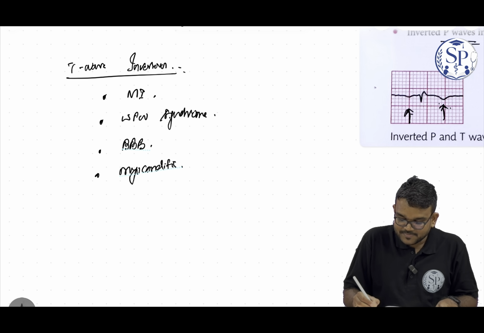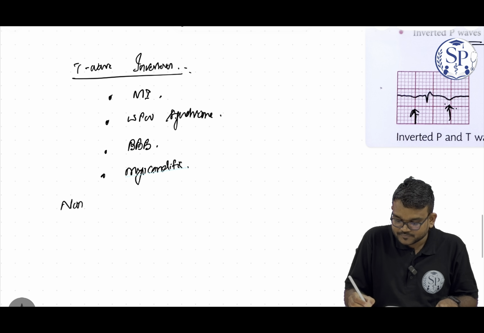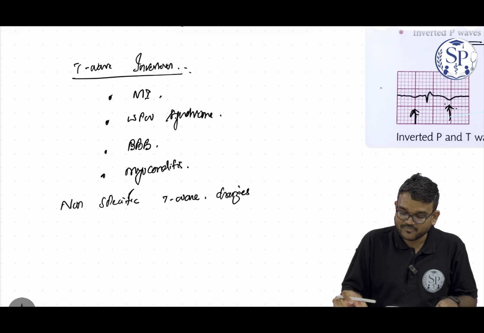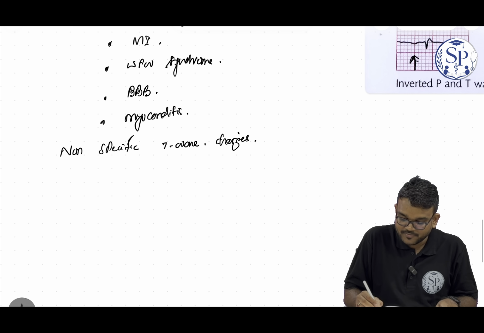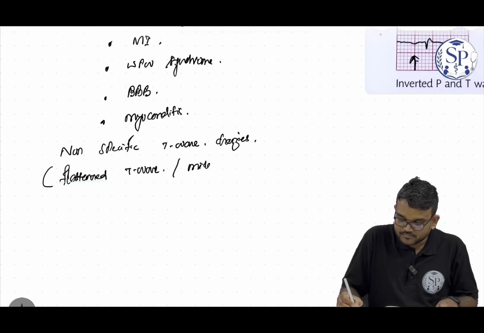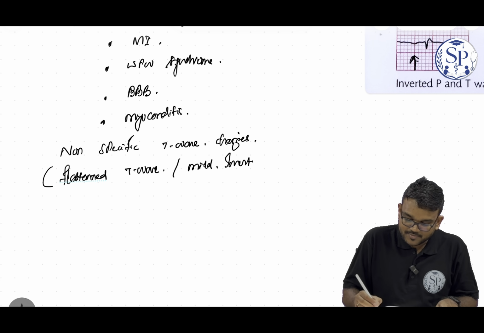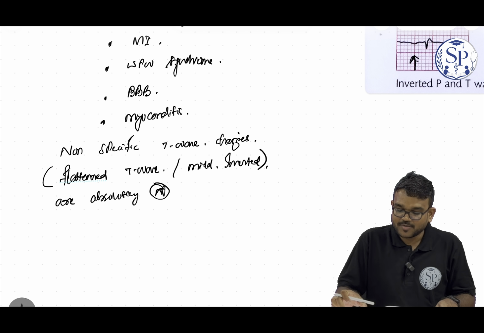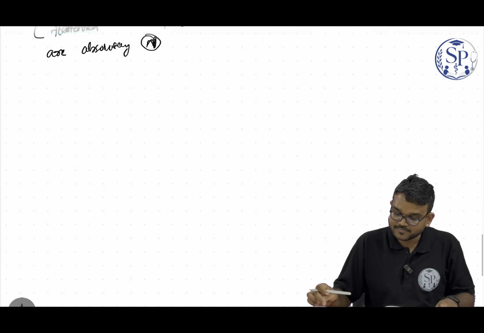Then non-specific T wave changes, particularly flattening of the T wave or mildly inverted T waves, that is flattened T waves or mildly inverted T waves, are absolutely normal findings. Absolutely normal. So, we will now see one image.